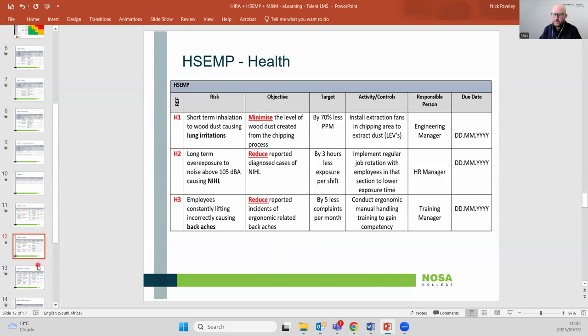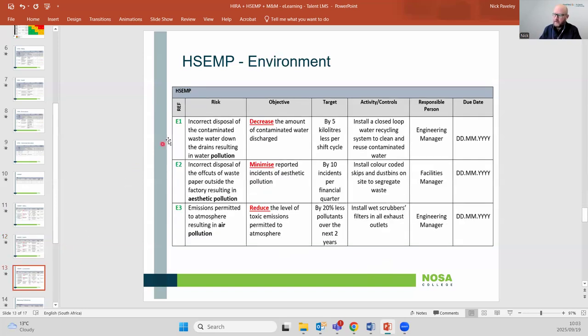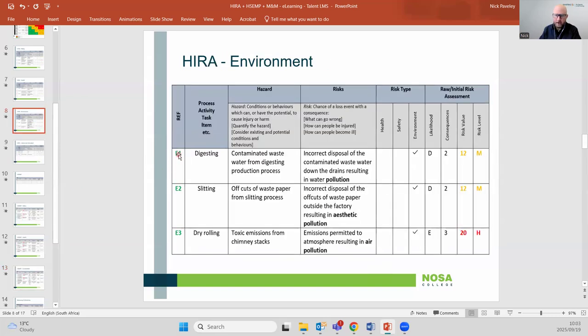And then once we've done that, we're going to move on to our environmental, E1, E2, E3. There's my 3 environmental risks. If we just quickly go back to our HIRA that we looked at in part 1 of the videos, E1, E2, E3: incorrect disposal of the contaminated wastewater down the drains, resulting in water pollution. For E2, incorrect disposal of the offcuts of waste paper outside the factory, resulting in aesthetic pollution. And E3, emissions permitted to atmosphere, resulting in air pollution.